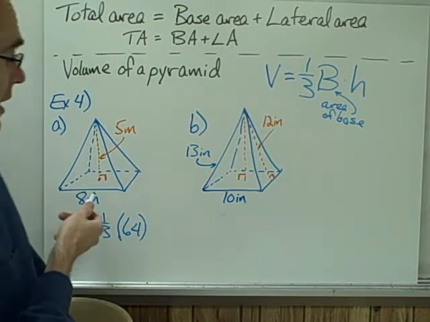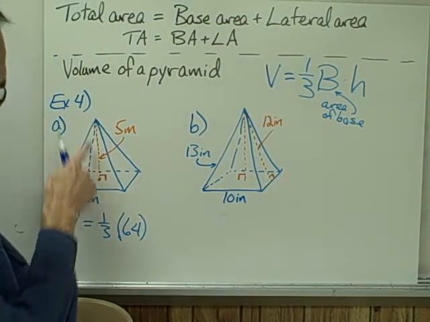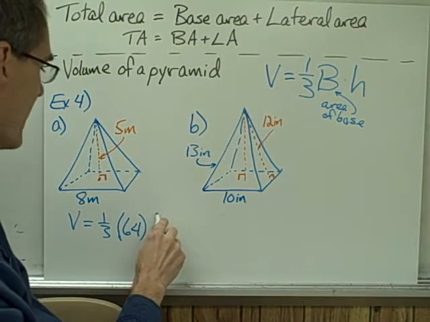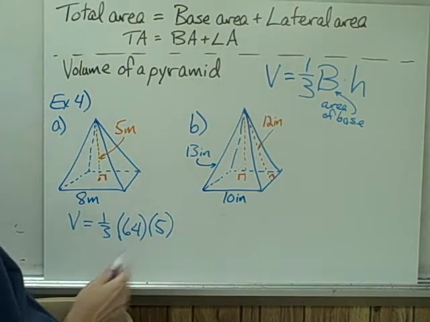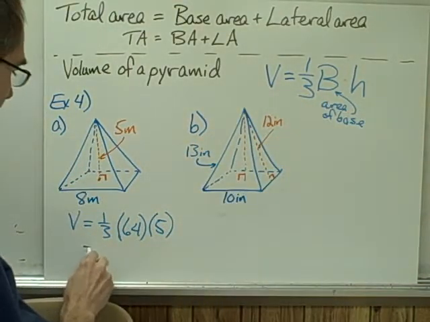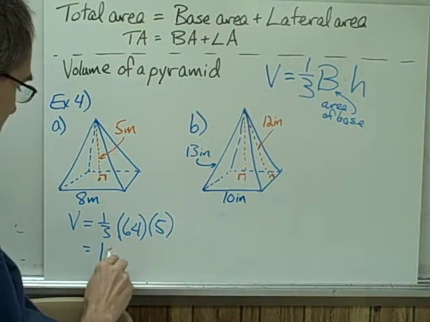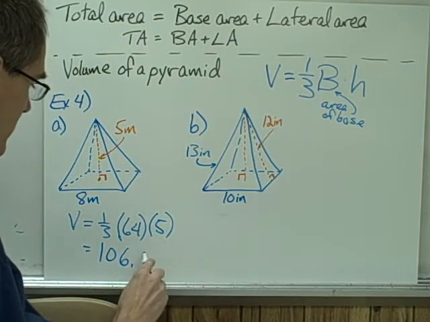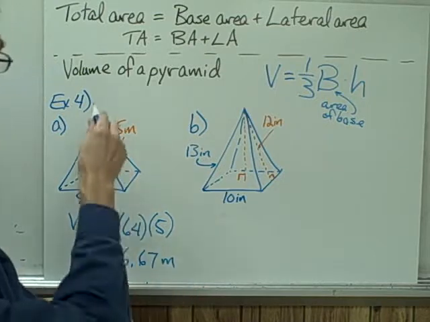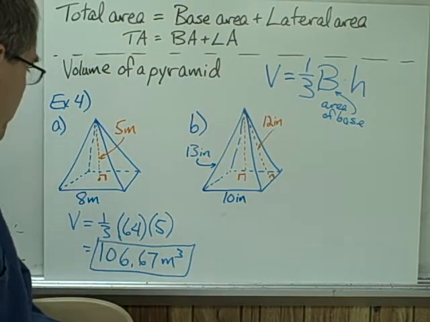And also for this one, I've already been given the height of the pyramid because I can see in my picture, I've got a line that goes from the vertex, it's perpendicular to the center of the base, and that's 5 meters. So I just plug in those numbers to my formula, 1/3 times area of the base times height of the pyramid. And if I punch in those numbers, I get 106.67, and my units are meters here. And now since I'm talking about volume, that's going to be cubic meters.